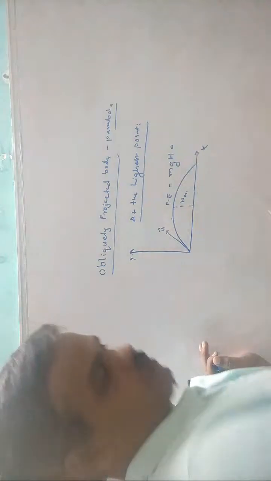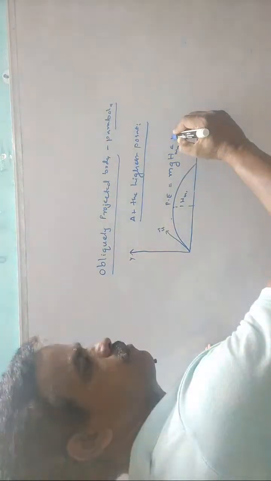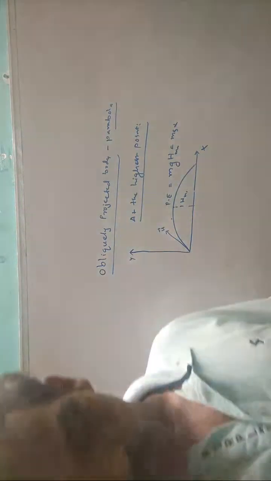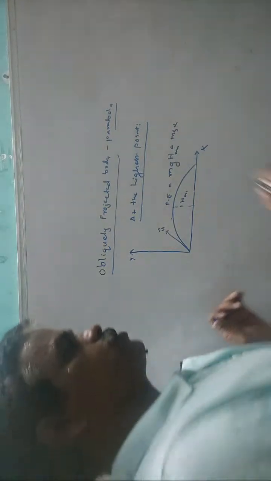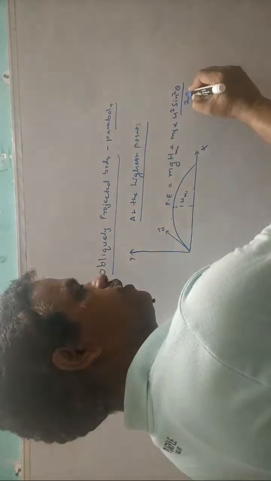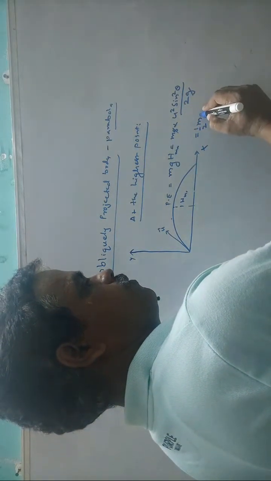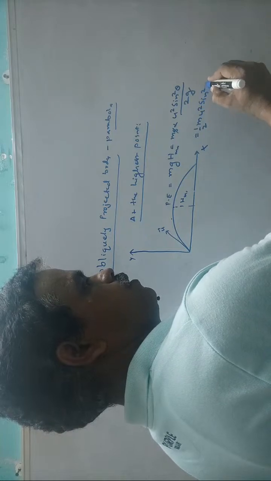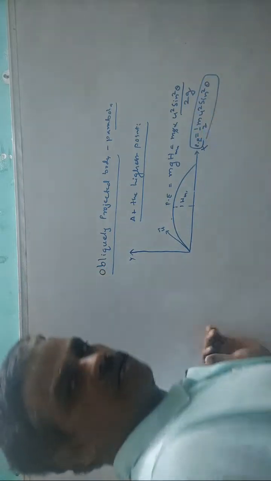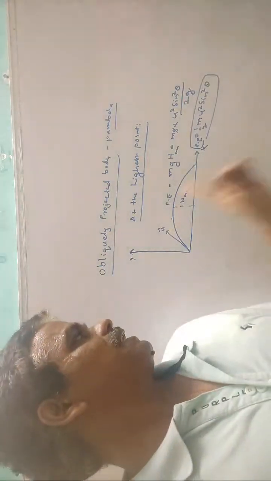mgh. So h is here the maximum height, mg. h max value is u square sin square theta by 2g. The 2g gets cancelled. Half m u square sin square theta. See, this is the potential energy of an obliquely projected body at the highest point.